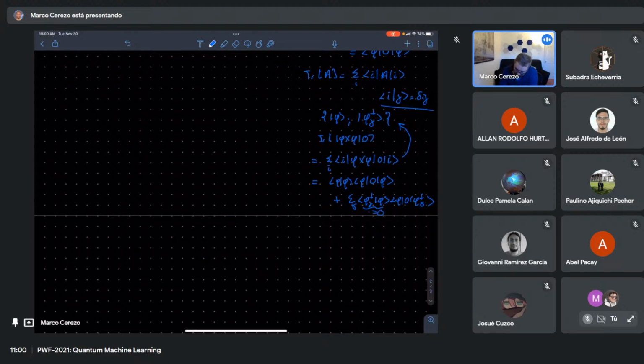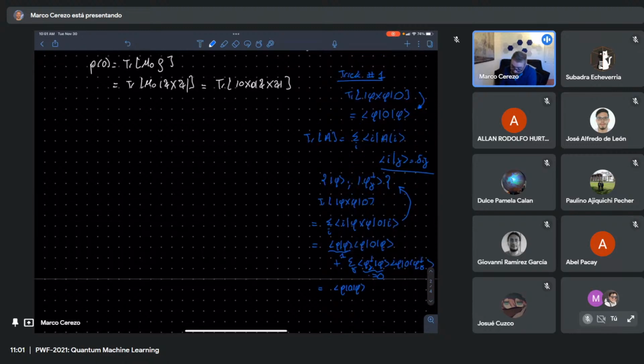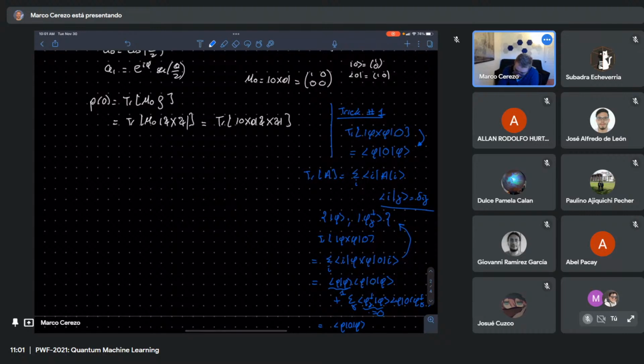So we only get the first term that survives, and moreover, because it's orthonormal, the normal part tells me that the basis elements are normalized. So this is only equal to phi O phi. So this is a trick that we're going to be using quite a lot: that the trace of an operator with a projector is just the expectation value of that operator over the projector, right? And I'm going to leave the proof here in case people want to just check it afterwards.